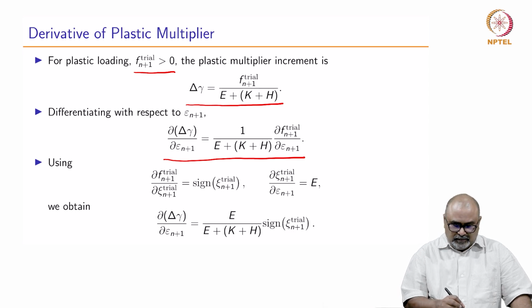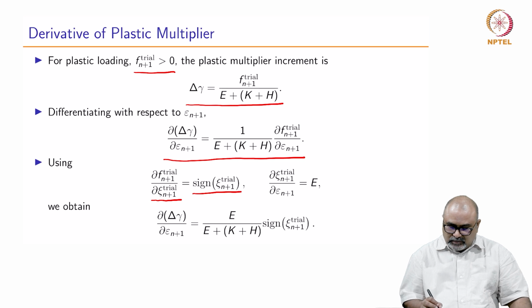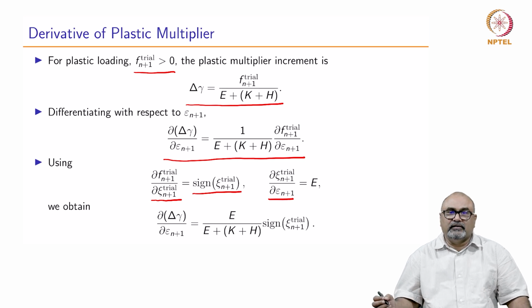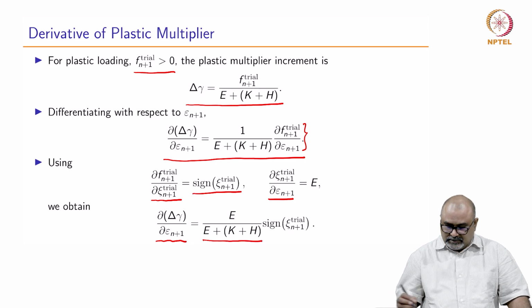Now, ∂F_{n+1} trial/∂ξ_{n+1} trial is nothing but the sign of ξ_{n+1} trial, and ∂ξ_{n+1} trial/∂ε_{n+1} is equal to the modulus of elasticity E. So, introducing these two terms in this expression, we get the linearization of ∂Δγ with respect to ∂ε_{n+1}, which gives E divided by (E plus K plus H) times the sign of ξ_{n+1} trial.